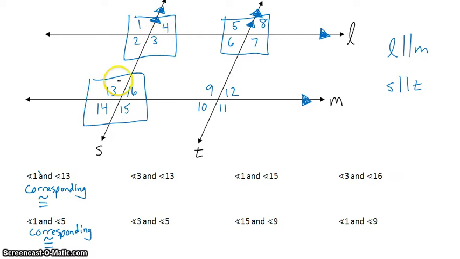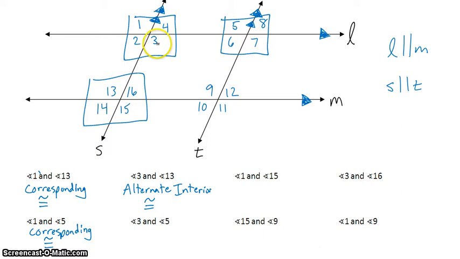Let's look at angles 3 and 13. 3 and 13 are both on transversal S, and they're on opposite sides of transversal S. So they alternate, and they're between my two parallel lines L and M, so they have to be interior angles. And since L and M are parallel, my alternate interior angles will be congruent.